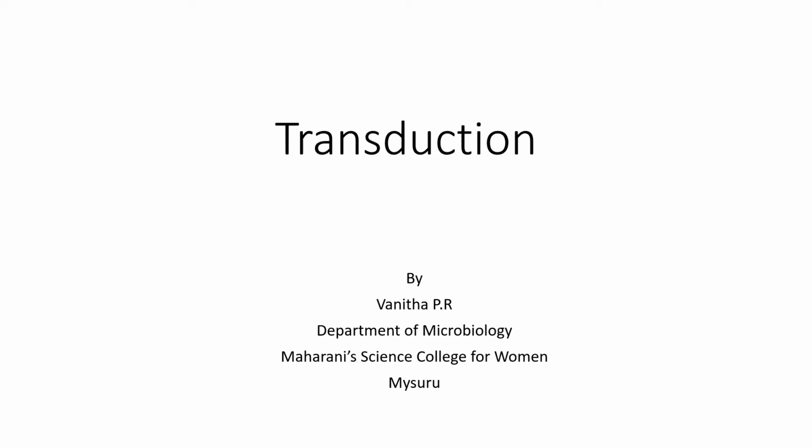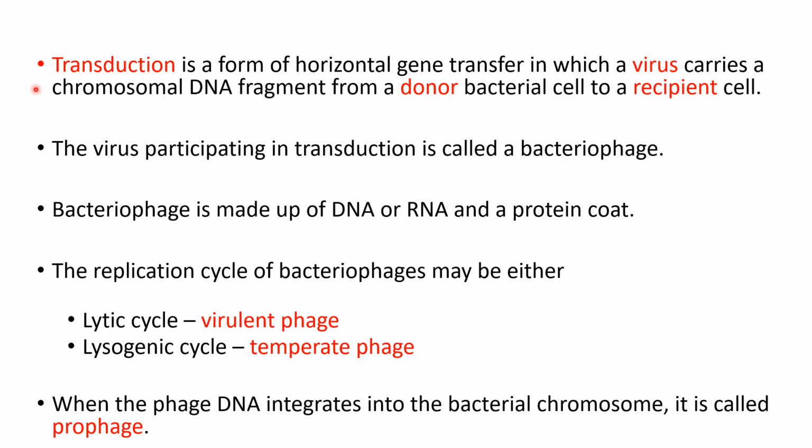Hello all, I'm going to talk about the third way of gene transfer seen in bacterial cells, transduction. The definition for transduction is, it is a form of horizontal gene transfer in which a virus carries a chromosomal DNA fragment from a donor bacterial cell to a recipient bacterial cell. Simply speaking, here, using a virus, DNA will be transferred from one bacterial cell to another bacterial cell.